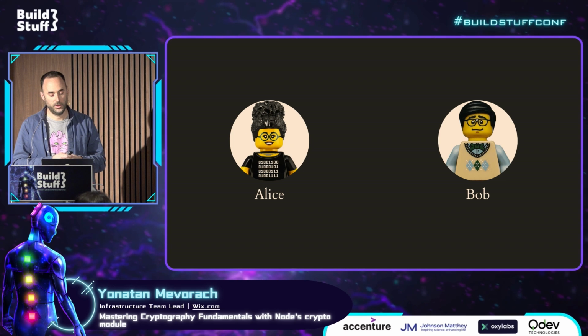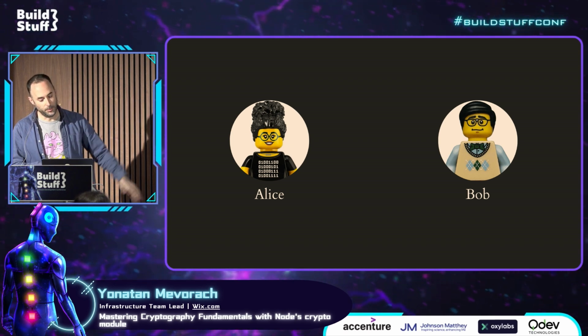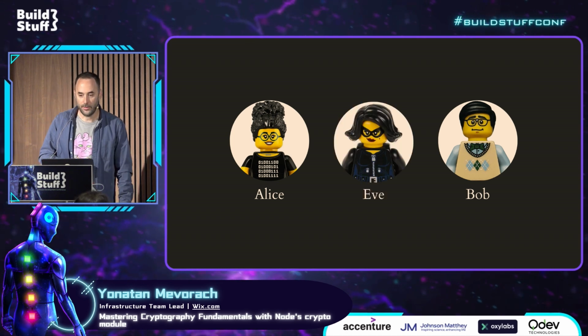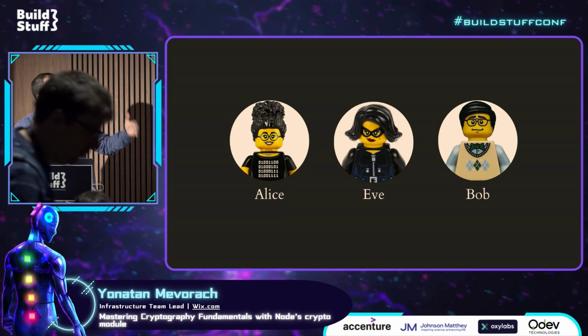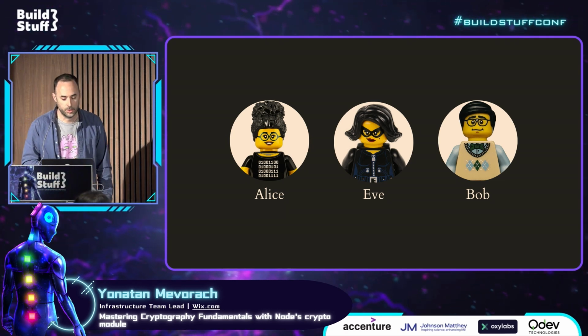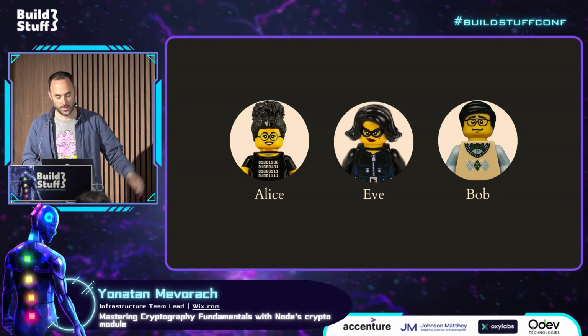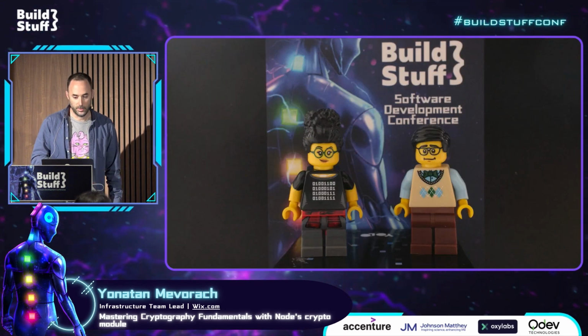So when we typically talk about cryptography, we use this couple as an example, Alice and Bob. Now, unfortunately, we also have Eve, who is here to represent a potential hacker or malicious actor. And when Alice and Bob communicate, they're going to have to assume that Eve is there eavesdropping. Now, Alice and Bob came to build stuff today.